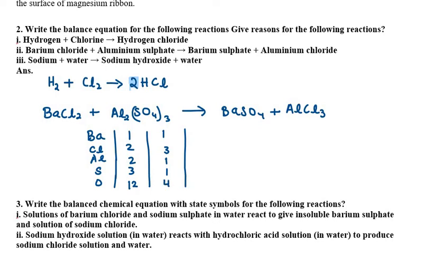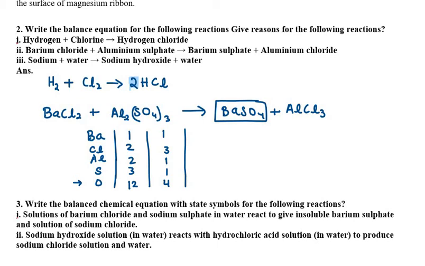Now we need to choose one compound that has the maximum number of atoms in it. That must be oxygen. Here you can see that oxygen is 12 and 4. So we can choose not the element, but a compound, that is BaSO4. I will start from here. I will first balance oxygen.